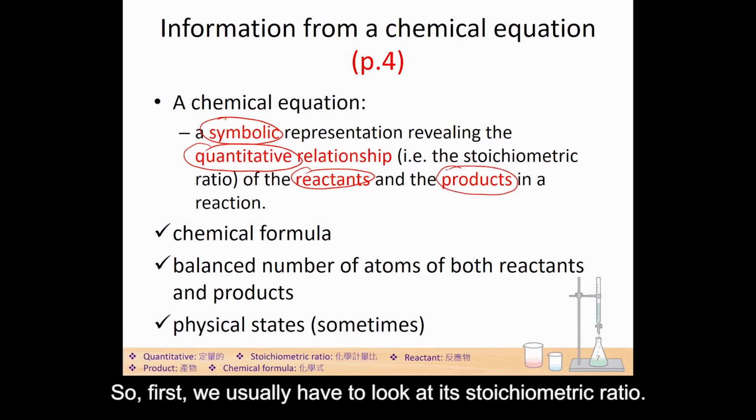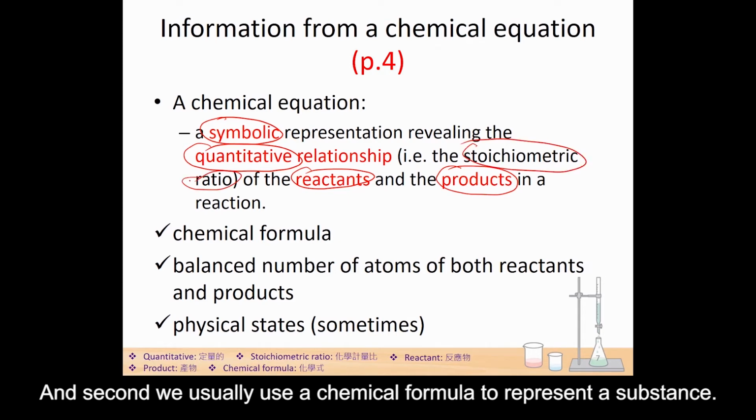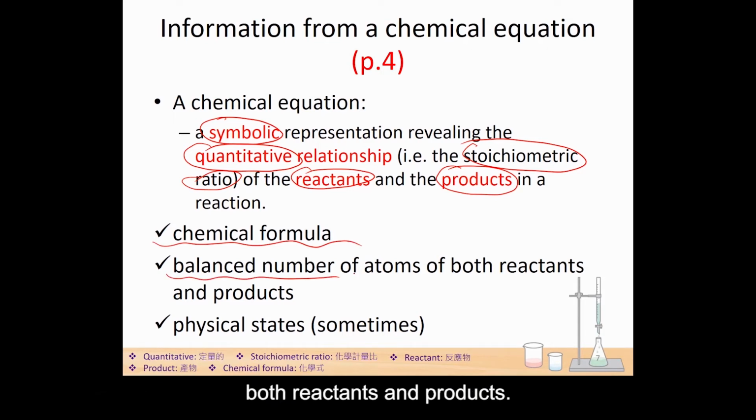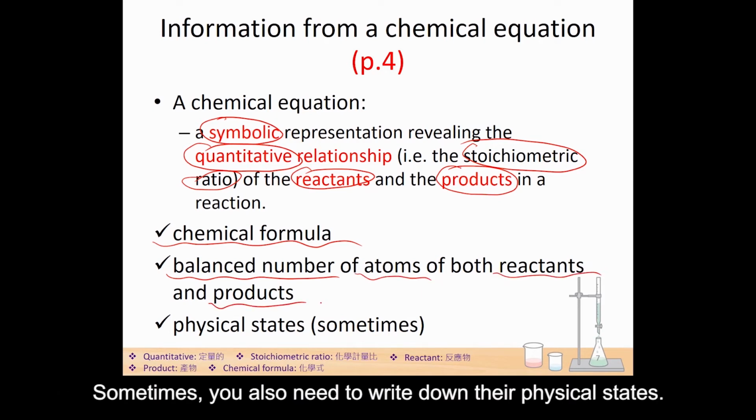So, first, we usually have to look at its stoichiometric ratio. And second, we usually use a chemical formula to represent a substance. The other thing to do is to balance the number of atoms of both reactants and products. Sometimes, you also need to write down their physical states.